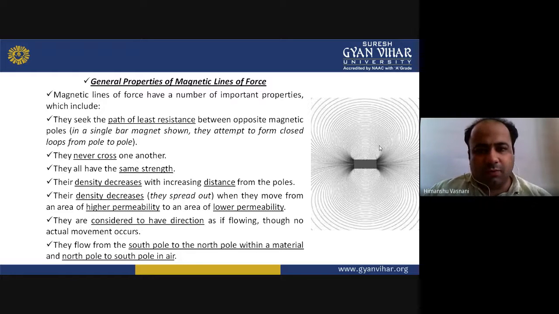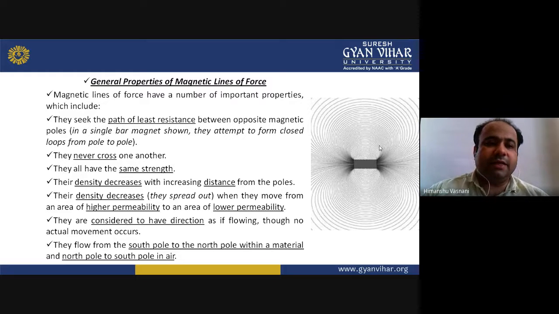Now, the magnetic lines of force have a number of important properties. They seek the path of least resistance between opposite magnetic poles. That is, in a single bar magnet shown, you can see in the diagram, they attempt to form a closed loop from one pole to another. You can see how the loops are forming in a bar magnet in the diagram on the right hand side. Then they never cross one another. You can see how the flow is going. Now they all have the same strength.